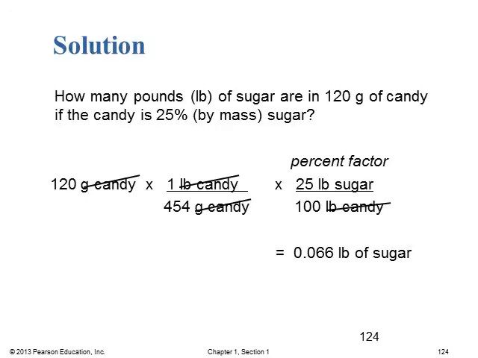So we are allowed to report two significant figures because 120 grams is two significant figures, and 454 has 3, and 25% has 2.